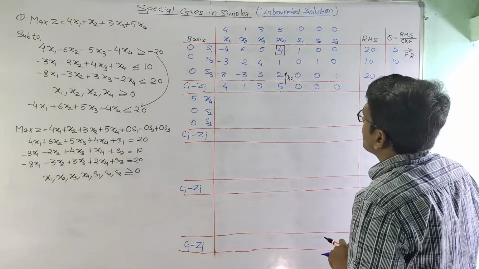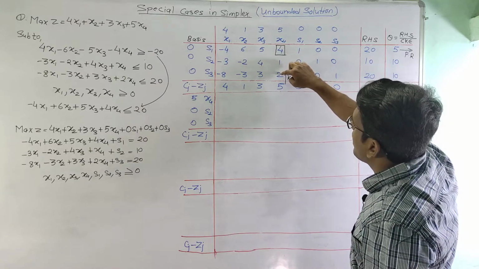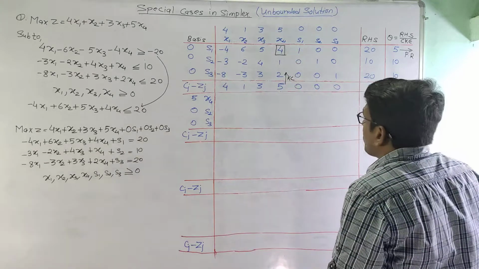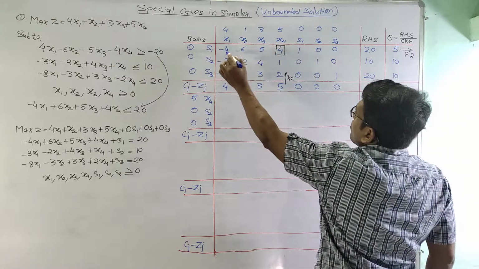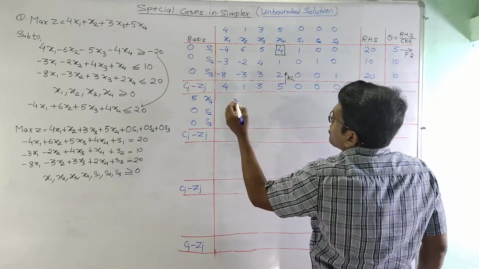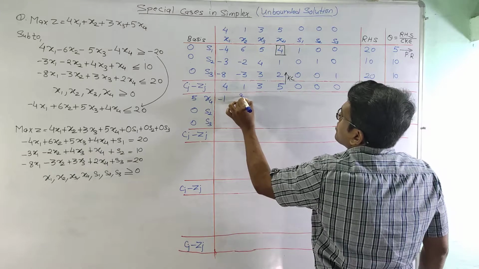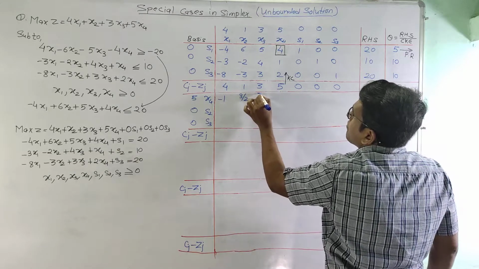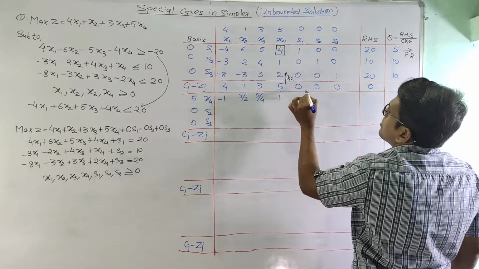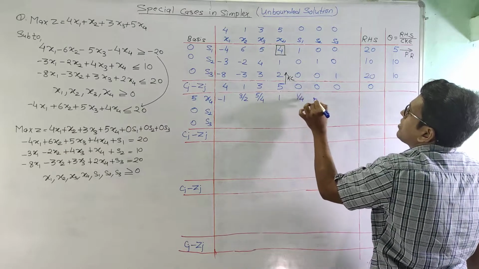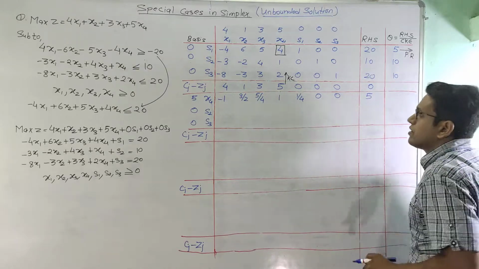and we need to make this value 1 and the remaining values in the column 0. So what I'll do is divide this first equation or first row by 4. So this will be -1, this will be 3/2, this will be 5/4, this will be 1, this will be 1/4, this will be 0, 0 and 5.